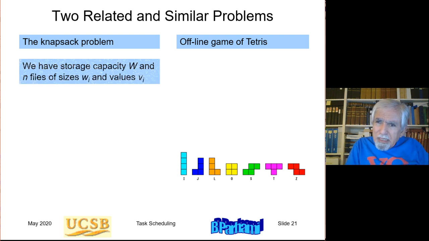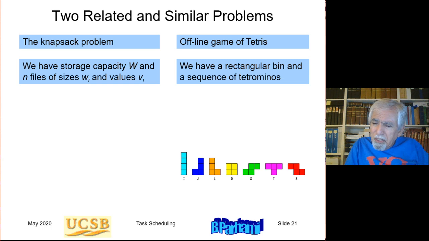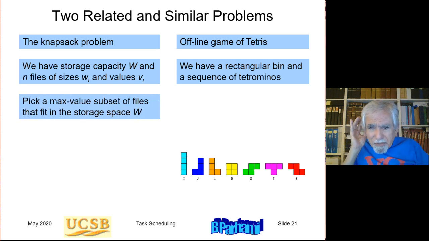Okay, so what is the knapsack problem? We have a storage capacity W and n files of sizes w sub i and values v sub i. So you have, let's say, a disk drive of a particular size, and you have a whole bunch of files. Each of them has a size and a value or worth to you. And then you want to put as many of those files as you can fit onto the disk or into the storage in order to maximize the value.